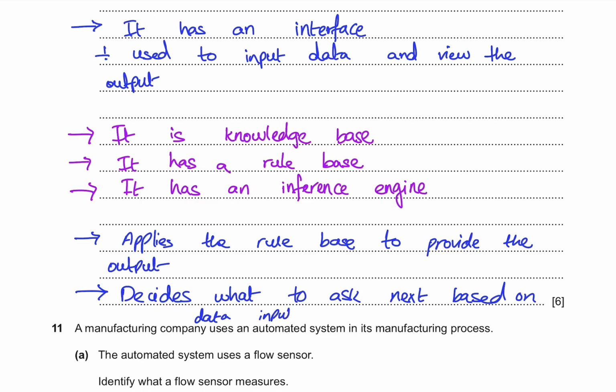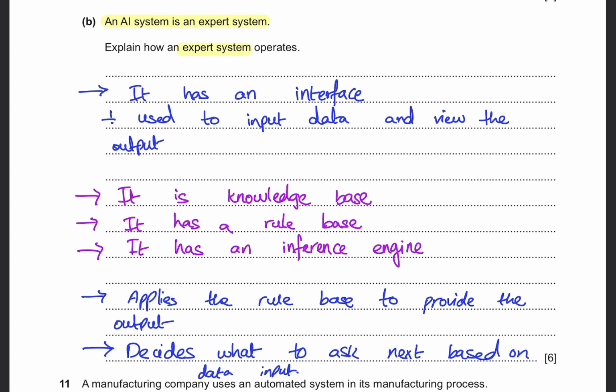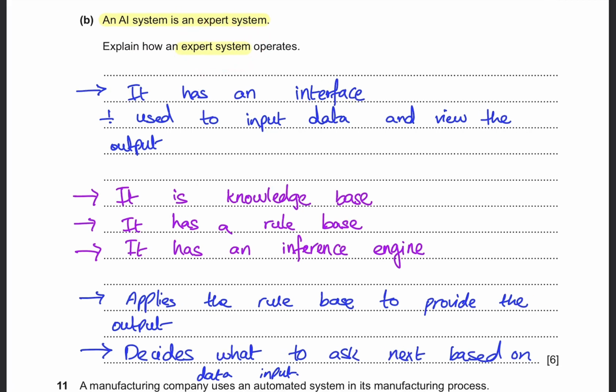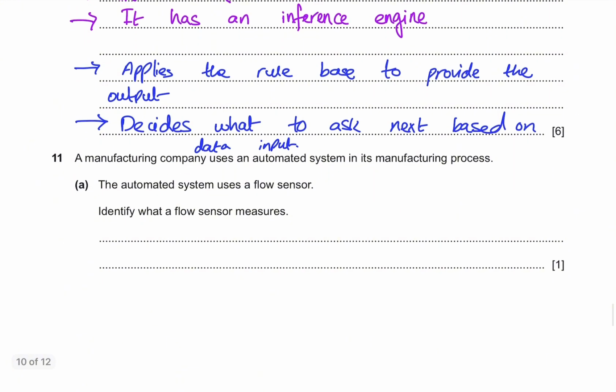Okay. 6 marks questions are usually asked to explain the whole functionality and the mechanism. Expert system, how does it operate? Once again, I'm giving a summary. It has an interface. It is used to input the data and view the output. It is knowledge based. It has a rule based system. It has an inference engine. Applies the rule base to provide the output. Decides what to ask next based on the data being input.